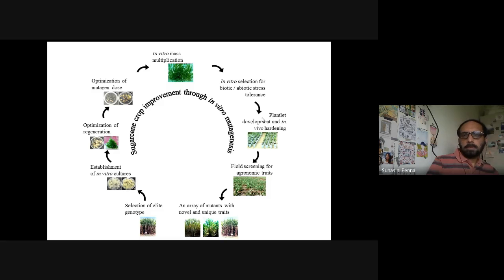Whatever plants survive through the cycles of selection, these are hardened in the greenhouse, later in the field, and then in the field one can look for agronomic traits. This is how we have followed in the past 10 to 12 years. We have done a lot of work on sugarcane, and then we tried to develop a scheme which is now being worked out in collaboration with other institutes in India.